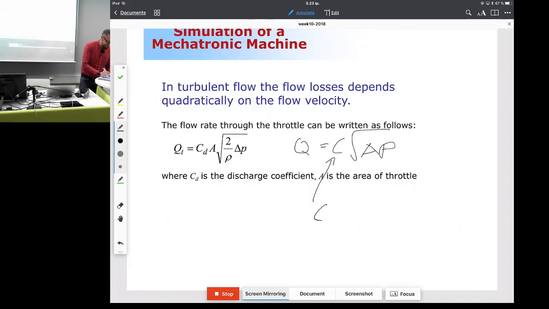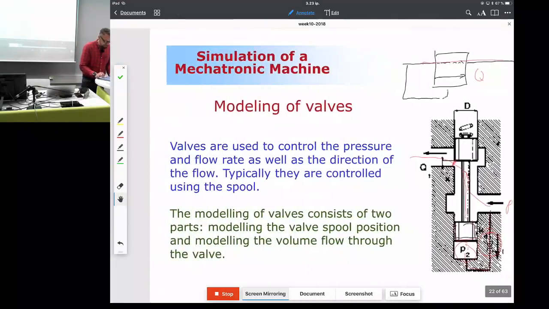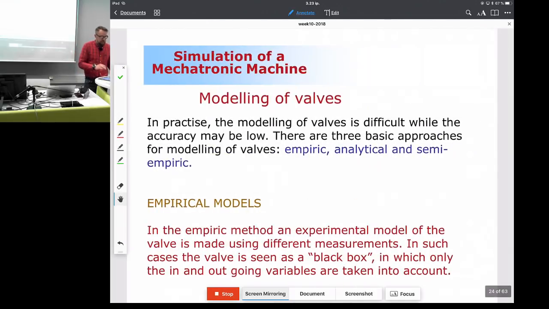Okay, nice. So this is what I pretty much explained. We should first make a model of the moving components, and then we can estimate the flow rate through this component.